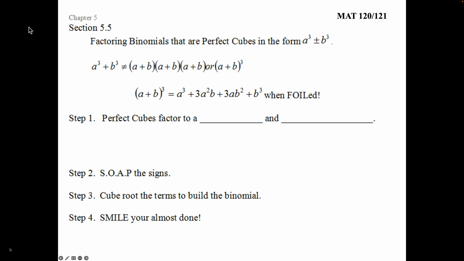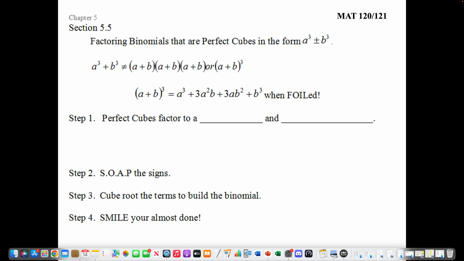All right, let's start with section 5.5, and we'll go to 5.6. We're going to look at perfect cubes. Now, notice I didn't say difference of perfect cubes like we had the difference of perfect squares. We can have a plus or a minus sign here.